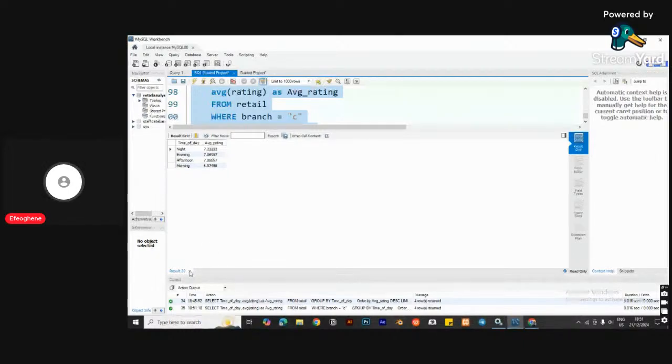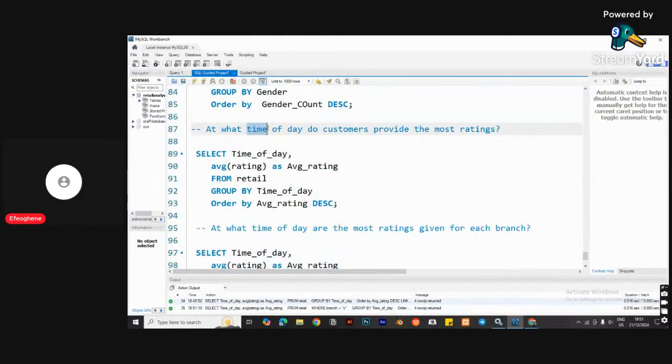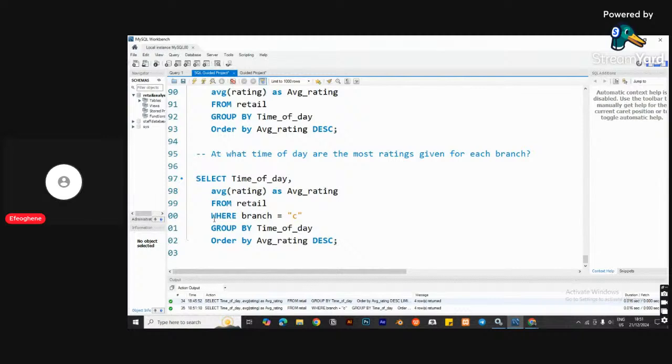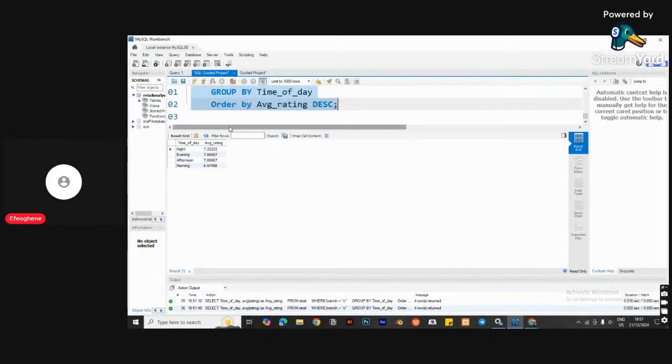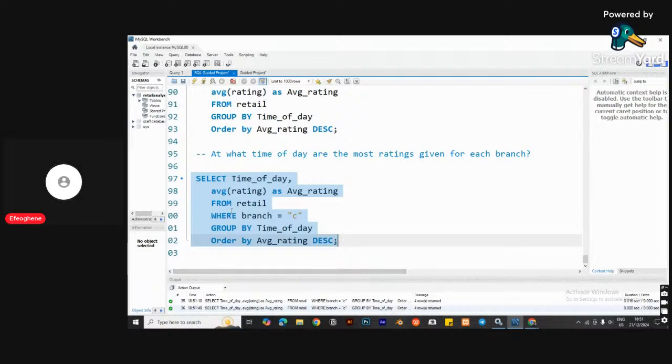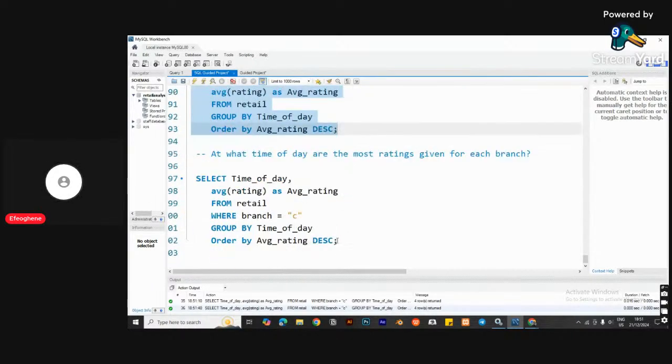So we're just looking at it for only the time of day right now. But now we've added the where condition to filter the data set based on a certain condition. So we filtered it now. In branch C, these are the ratings we have. So we want to know, okay, this is just an overview of the rating, but now we want to have specifics.